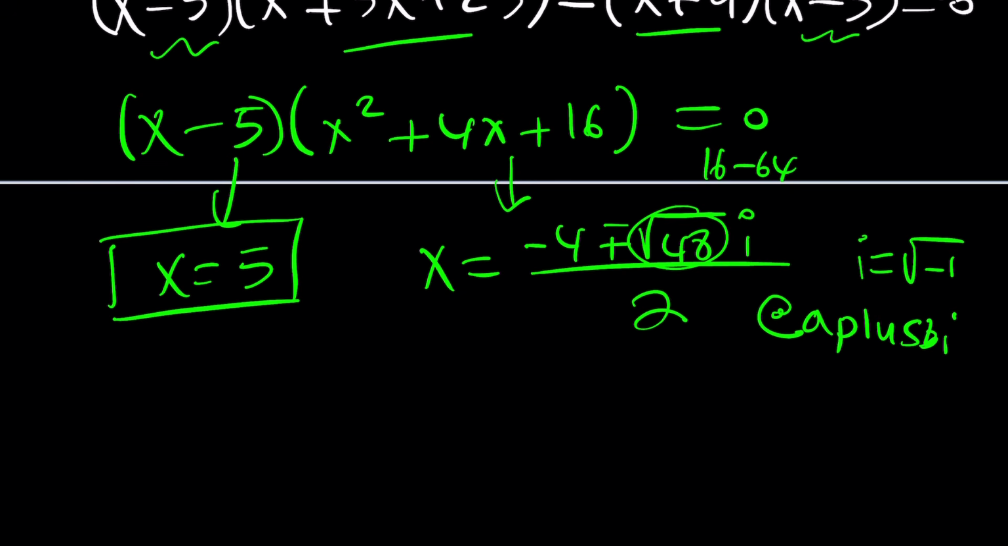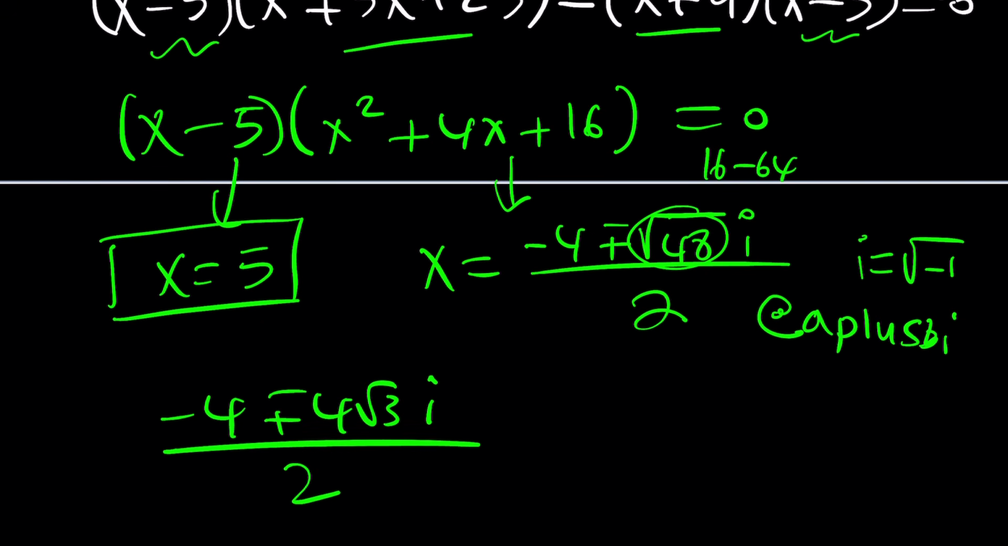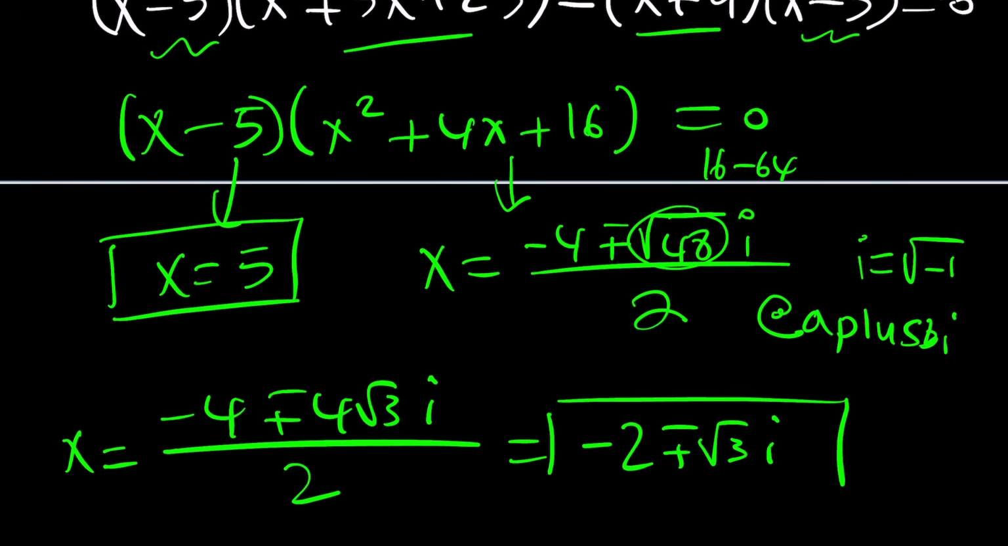But let's go ahead and simplify this further. 48 can be written as 16 times 3, so the square root of 16 is 4. It's just going to be negative 4 plus minus 4 root 3i divided by 2, and you can definitely divide everything by 2. That'll give you negative 2 plus minus root 3i. And when you plug in those numbers, you're going to realize they satisfy the original problem, okay?